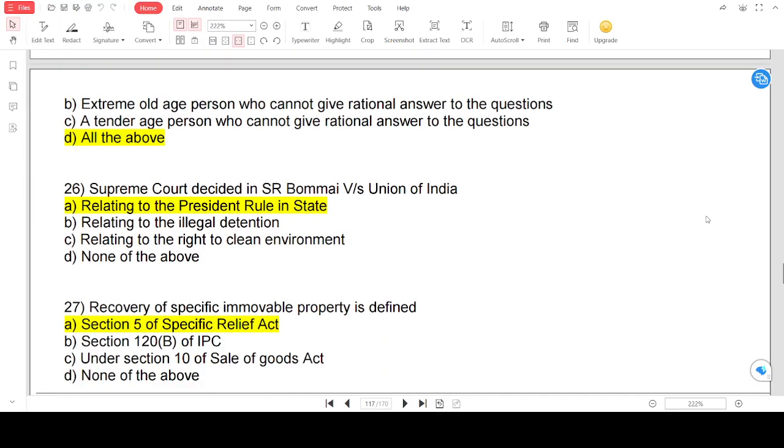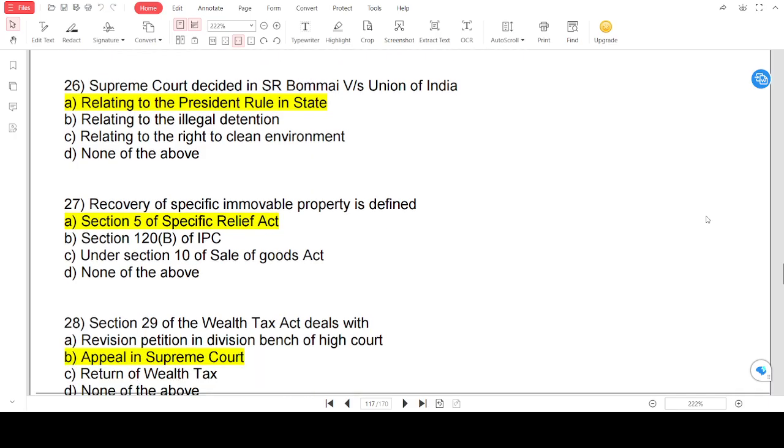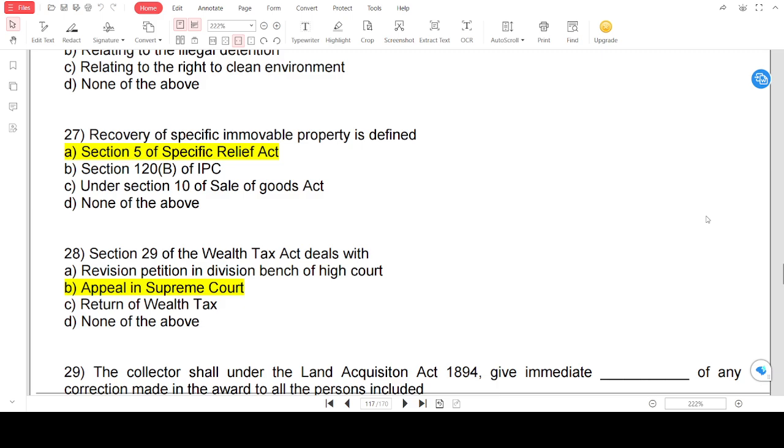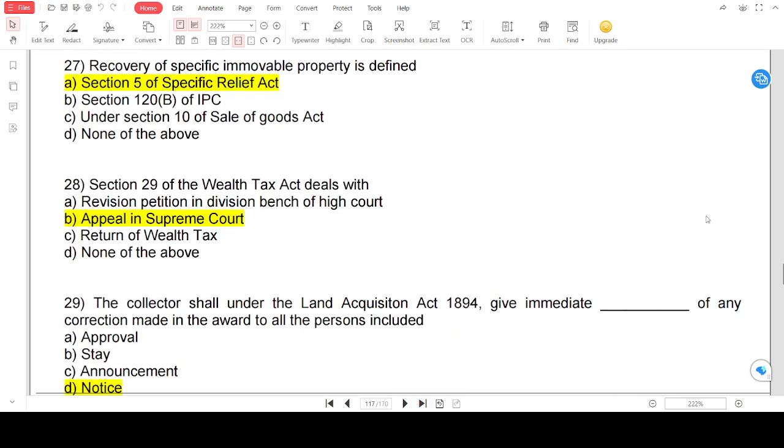Supreme Court decided in SR Bommai vs. Union of India relating to President's rule in state. Recovery of specific immovable property is defined in Section 5 of the Specific Relief Act. Section 29 of the Wealth Tax Act deals with appeal in Supreme Court.